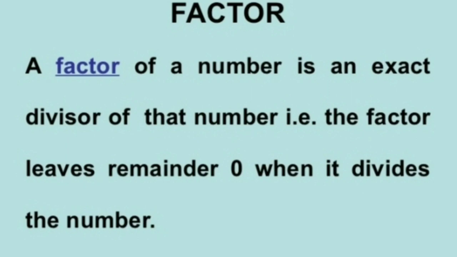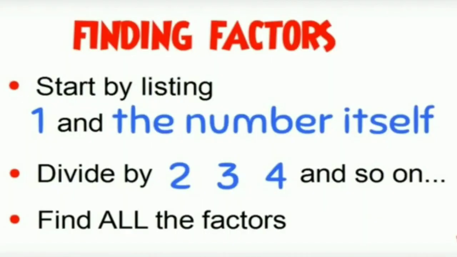Likewise, in multiplication we followed certain steps. Similarly, we have to follow steps for division as well. First of all, you have to start by listing 1 and the number itself. It means you have to divide the given number by 1. After that, divide the number by 2, 3, 4 and so on until the remainder comes 0. So, you have to find the factors in this way.